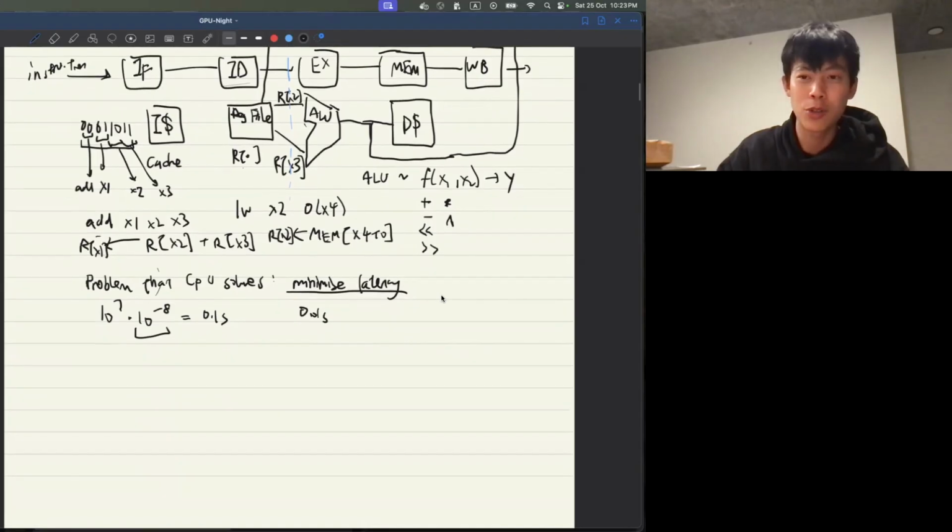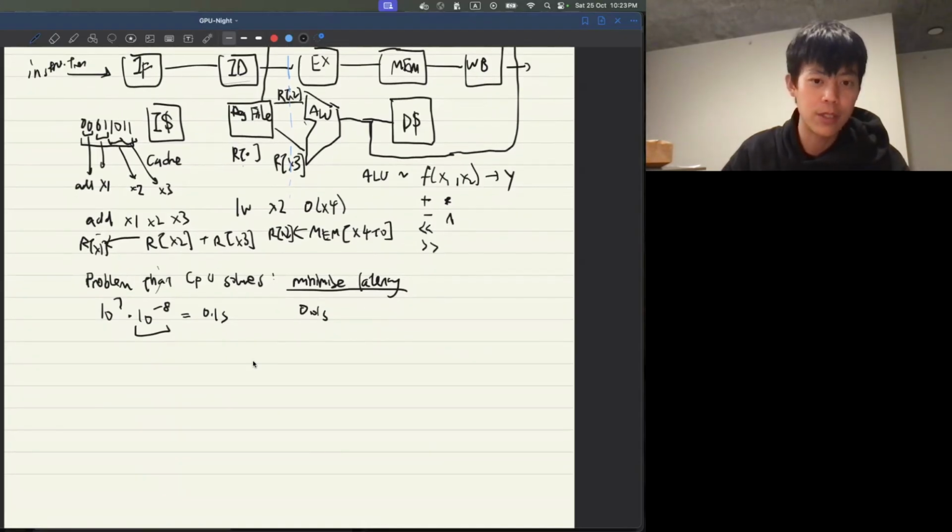I think this is a good overview of CPUs. So now we will move on to GPUs. What problem is the GPU trying to solve? And I'll just write it out here for clarity that the problem it is trying to solve is to maximize what we call throughput.